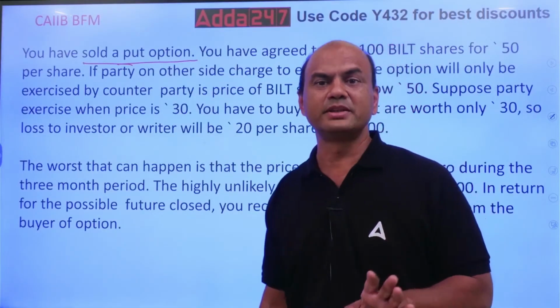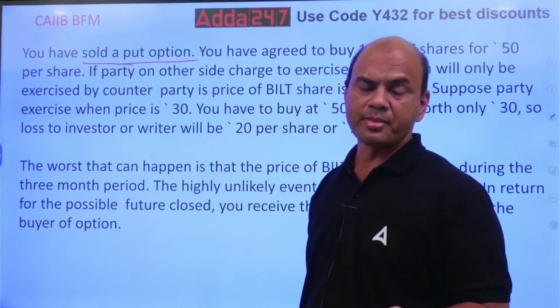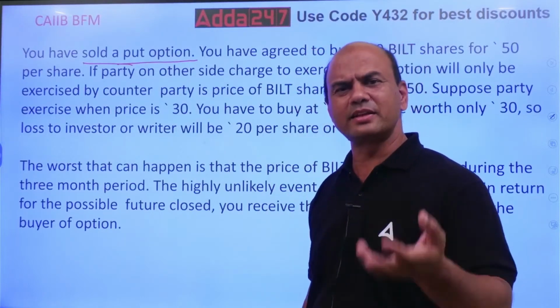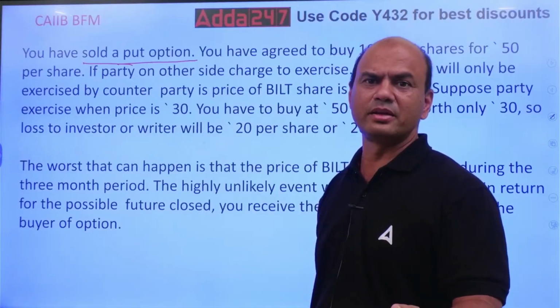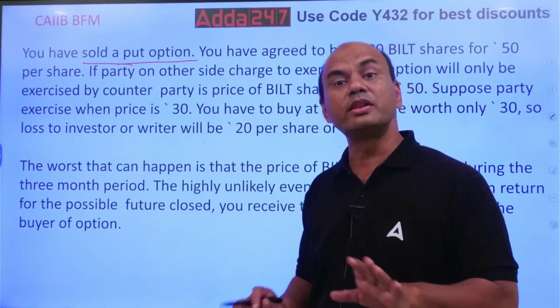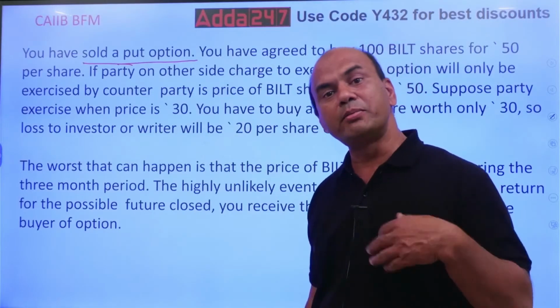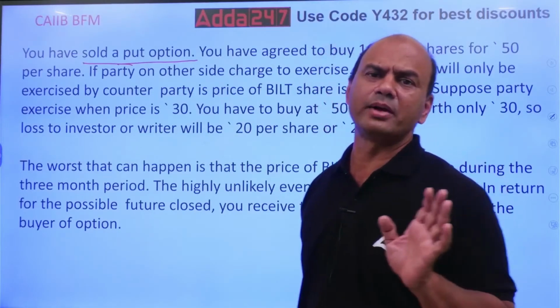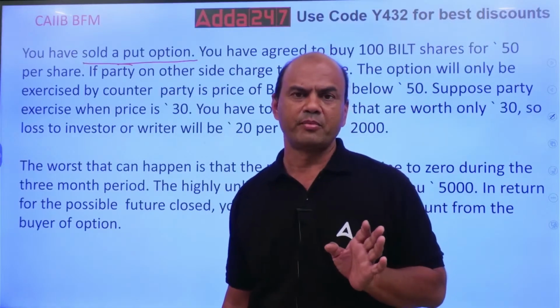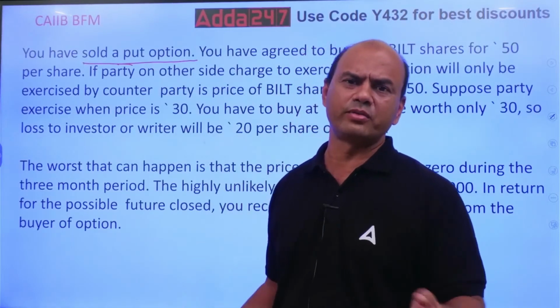That means whenever I sell the put at 50, I am telling the person next to me that this share price will not go below 50. So I will be buying it at 50. At any cost, I will be buying it at 50, because I believe this will never go below 50.